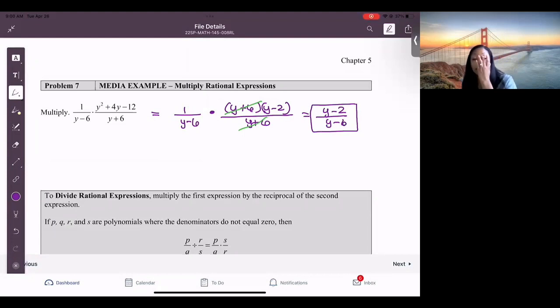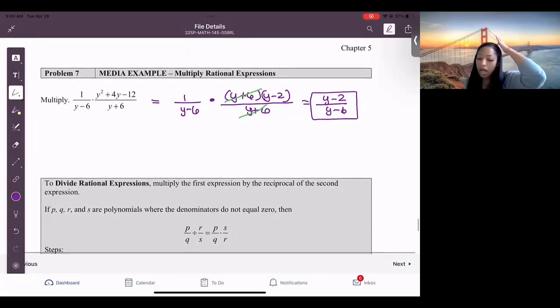Again, I'm going to emphasize this because it happens all the time. We cannot cancel the y's here because the y minus 2 is one term. They're stuck together, the y and the minus 2. And then same with y minus 6, that's one term. We can't just cancel the y's. We also can't just simplify the 2 over 6. Y minus 2 is one term, y minus 6 is one term. They're together, they can't be broken apart.